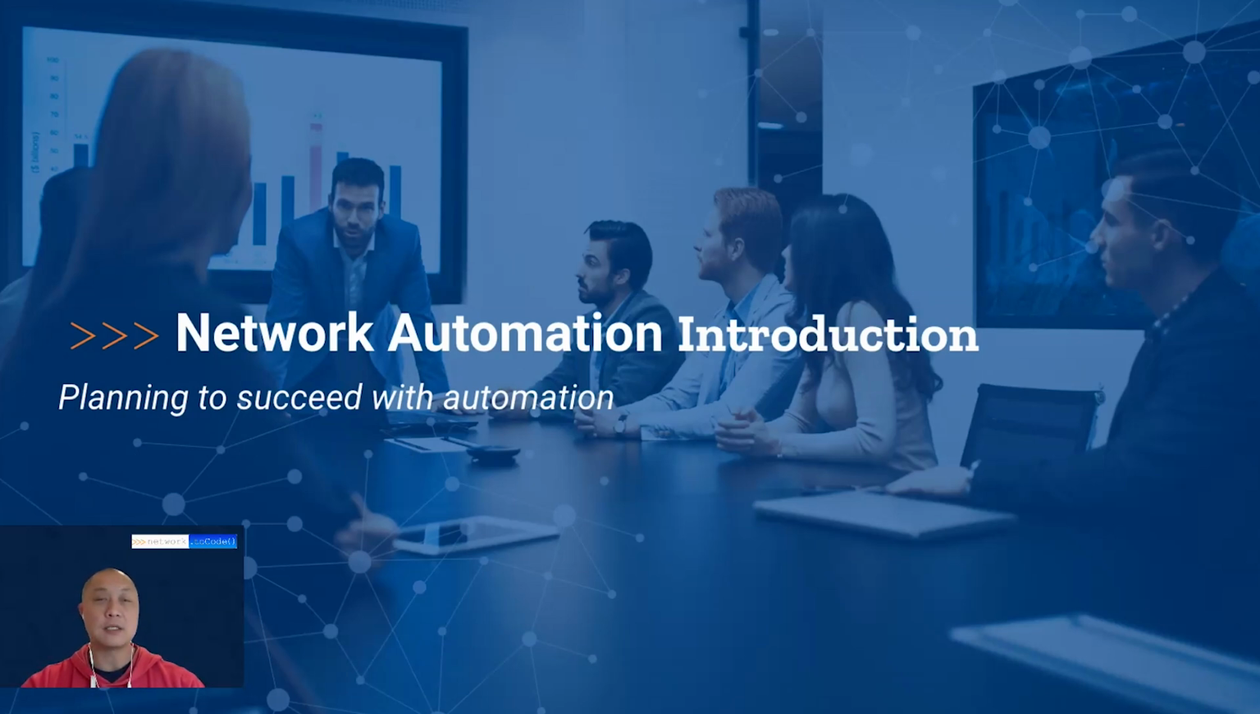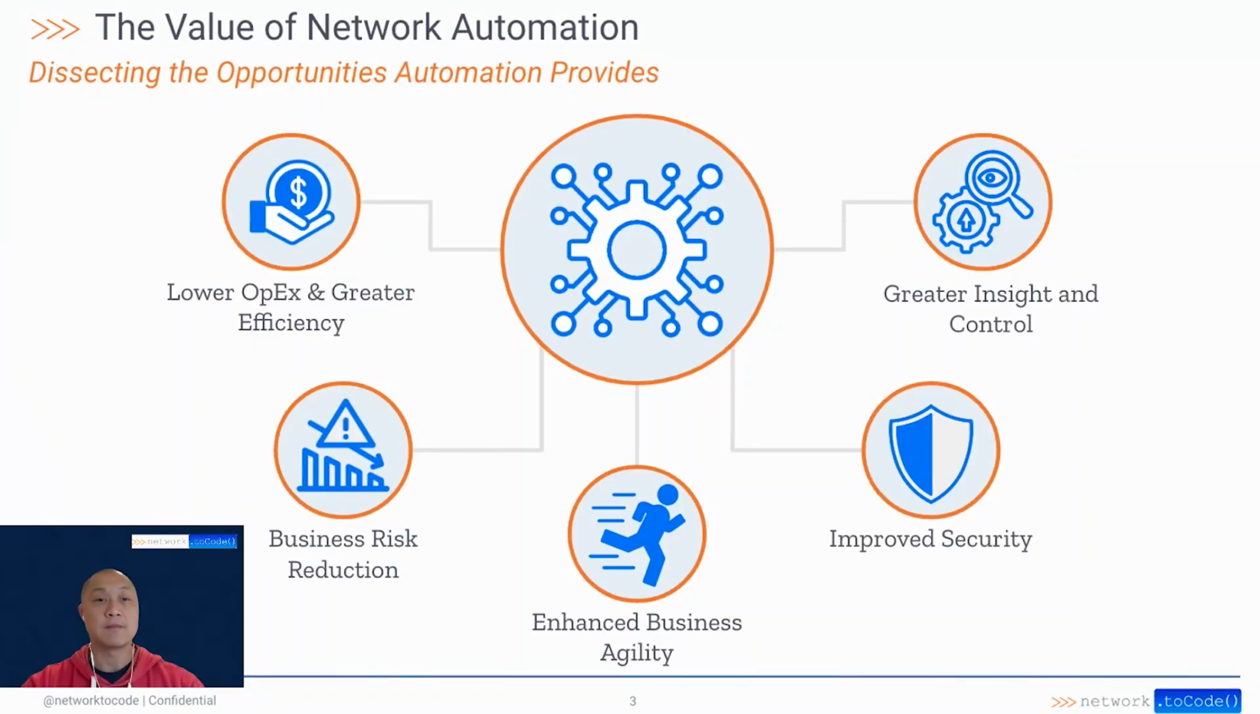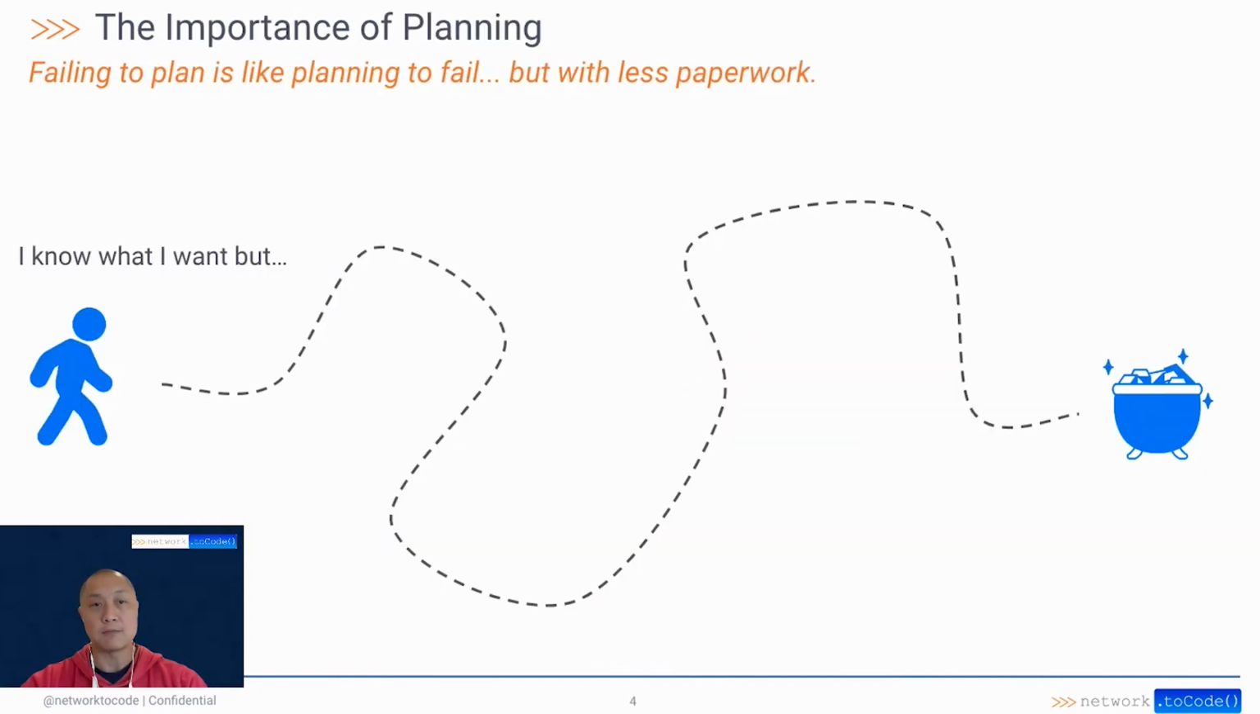What is network automation and what does it do for your company? We have identified some drivers in areas where most people typically see value in network automation, such as lowering our operation expenses, improving our security, or having greater insights and control over the network. It really comes down to the many different ways we could benefit from network automation. And with that in mind, we want to start thinking about planning.